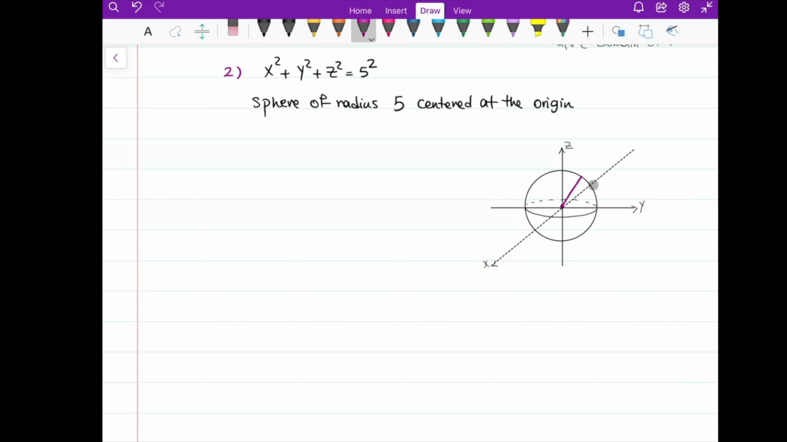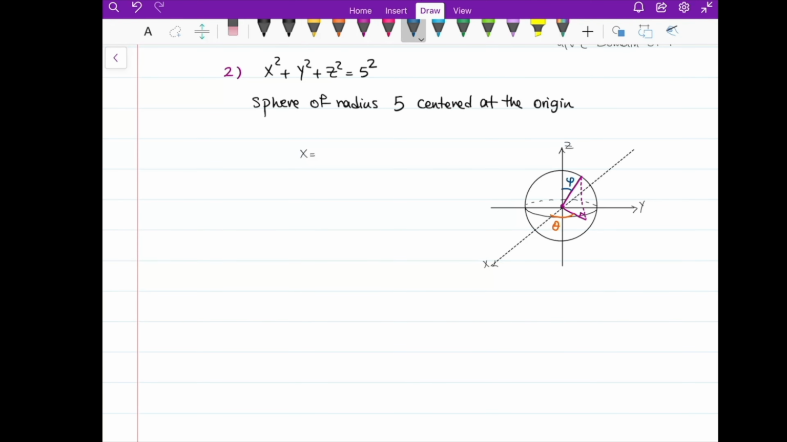Then I have phi, and phi is the angle to the positive z-axis, so phi could be from 0 to pi. And then I have theta. Theta is like in polar coordinates, which is basically I'm going to have the projection of this rho on the xy plane, and then theta is the angle to the positive x-axis actually. So let me change it. So this is theta.